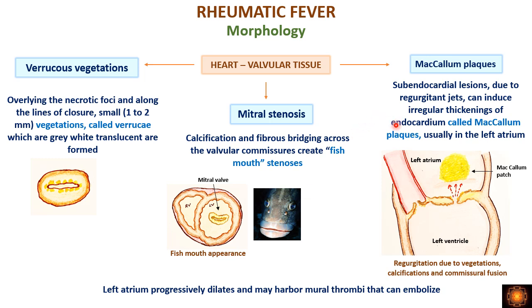Then we have another one in the left atrium called MacCallum's patch. Already I told you on the valves there will be formation of vegetations and commissural fusion. So we have a stenosis in the valve, so the valve cannot open properly. So immediately there will be a regurgitation jet. This regurgitation jet continuously hits the back wall of the atrium, which produces damage to the endothelium there, and that causes a thickening of the endocardium. That thickened patch we call MacCallum's patch. Then the left atrium slowly dilates and it harbors mural thrombi that can embolize also. So these are all the changes in the valvular tissue.